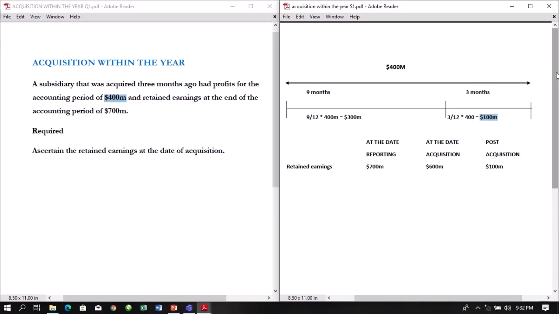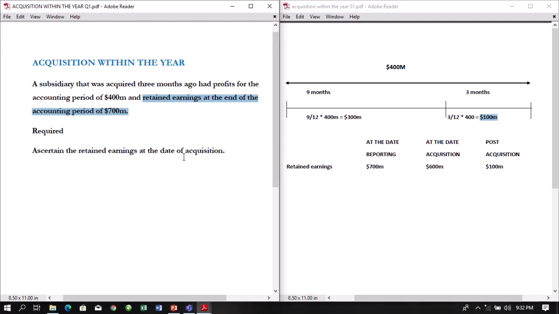Coming back to my question, my question says retained earnings at the end of the accounting period of 700 million. Don't forget, we are currently at the end of the accounting period, which is our reporting date.